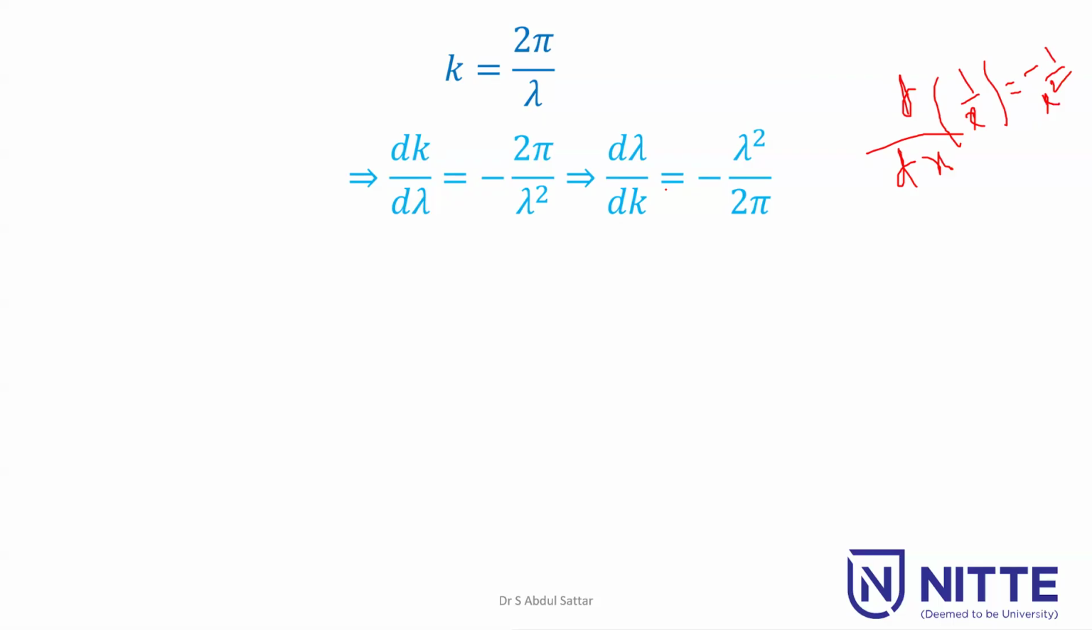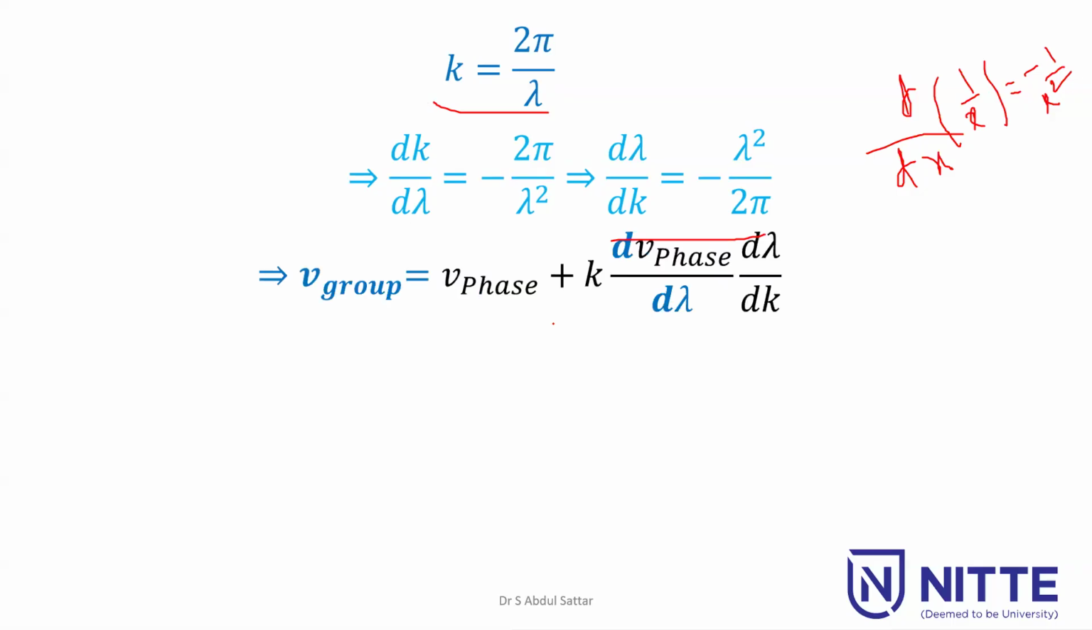So take the reciprocal of this. Then d lambda by dk equal to minus lambda square by 2 pi. Now take k equal to 2 pi by lambda and d lambda by dk equal to minus lambda square by 2 pi in the previous equation. This is the previous equation. Here we replace k with 2 pi by lambda, then d lambda by dk with minus lambda square by 2 pi. Then you will get the final relation between V group and V phase.